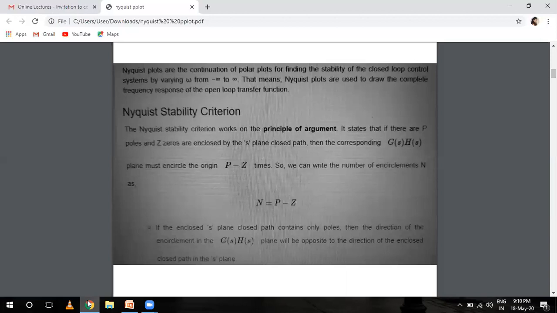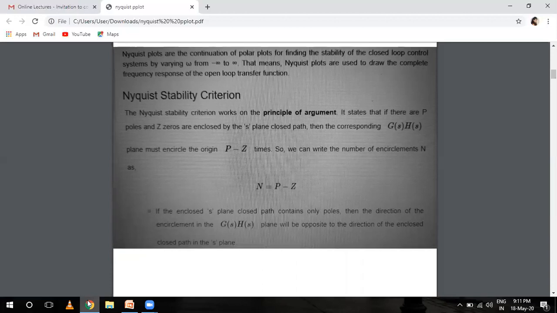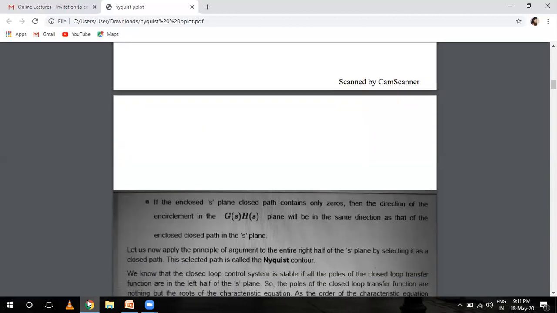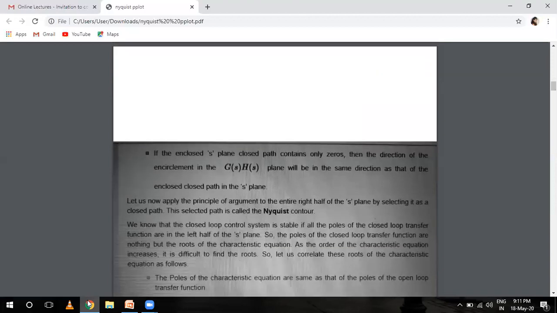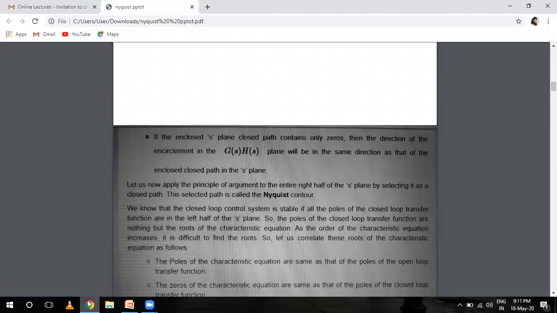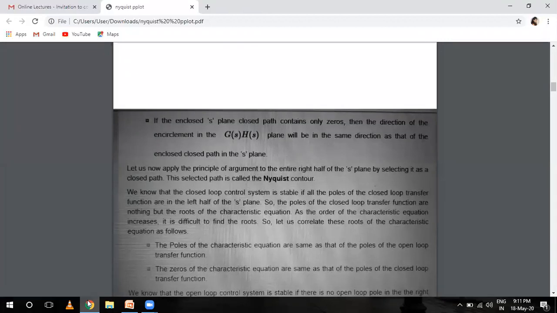If the enclosed S-plane closed path contains any poles, then the direction of the encirclement in the G(s)H(s) plane will be opposite to the direction of the enclosed closed path of the S-plane. If the enclosed S-plane closed path only contains zeros, then the direction of the encirclement in G(s)H(s) will be the same as that of the enclosed path in the S-plane. Now let us apply the principle of argument to the right side of the S-plane by selecting it as a closed path. This selected path is called the Nyquist contour.